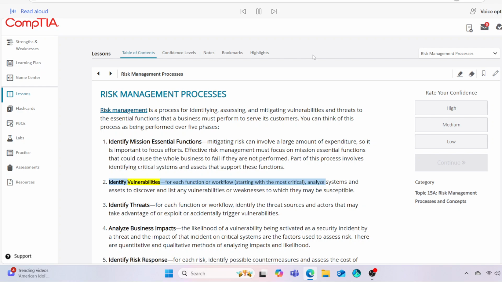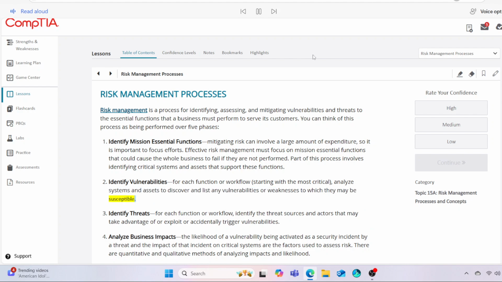Identify vulnerabilities. For each function or workflow, starting with the most critical, analyze systems and assets to discover and list any vulnerabilities or weaknesses to which they may be susceptible. Identify threats. For each function or workflow, identify the threat sources and actors that may take advantage of or exploit or accidentally trigger vulnerabilities. Analyze business impacts.